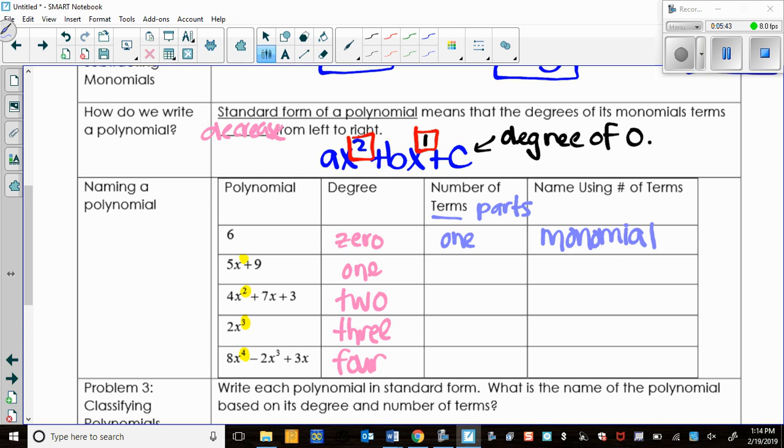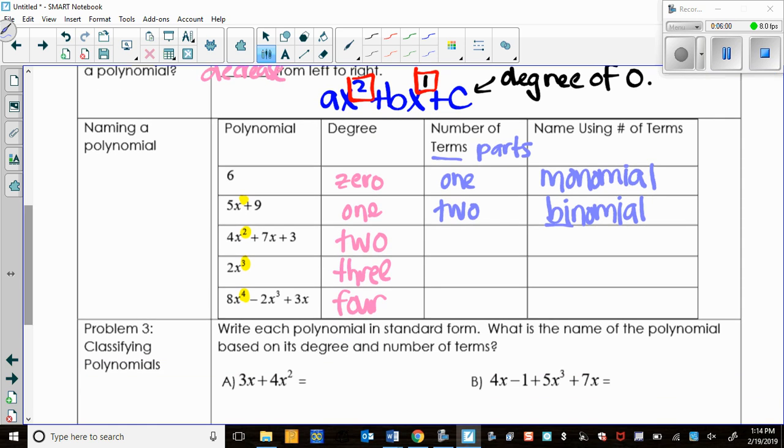Number 2, for the next one, 5x plus 9. There are 2 parts to this, so the name for that is a binomial. If you hear me say binomial, bi means 2. Like think of a bicycle, has 2 wheels. That'll help you out. The next one has 3 terms. We call this a trinomial because there are 3 different parts. Parts are separated by the pluses and minus signs. So right there we have 3 parts.